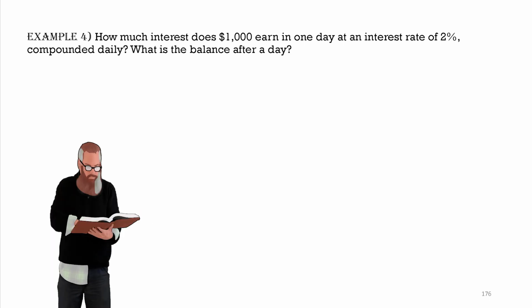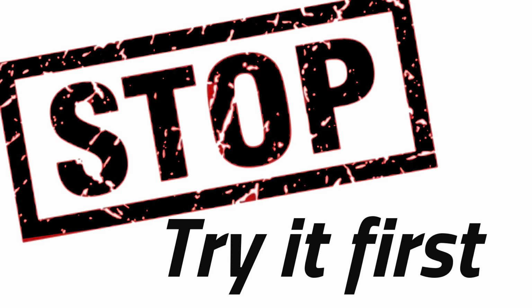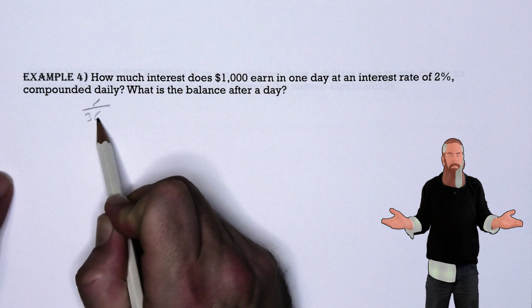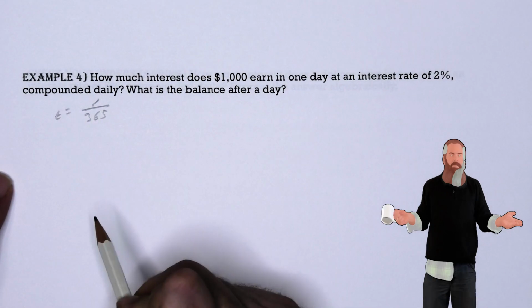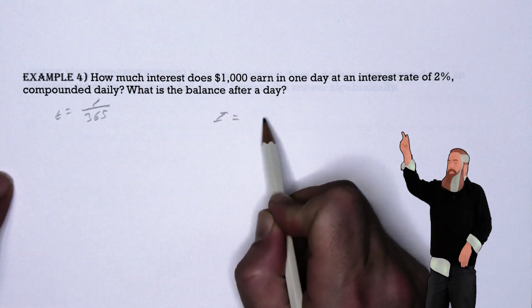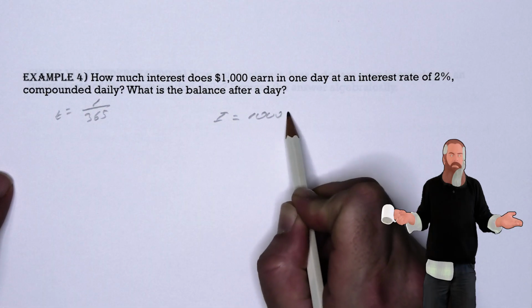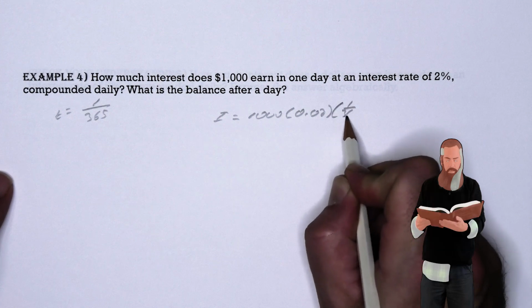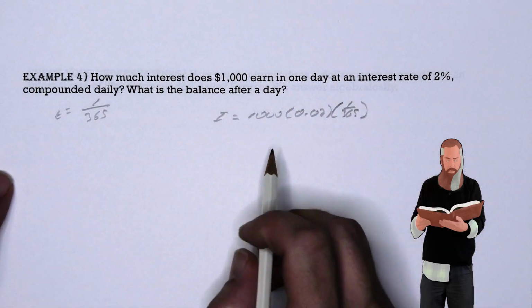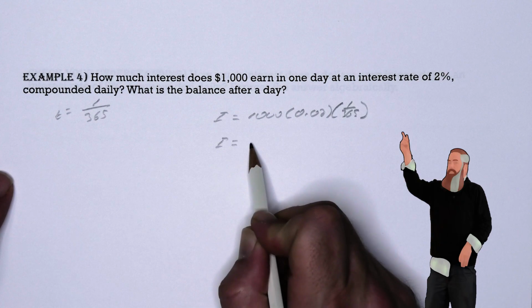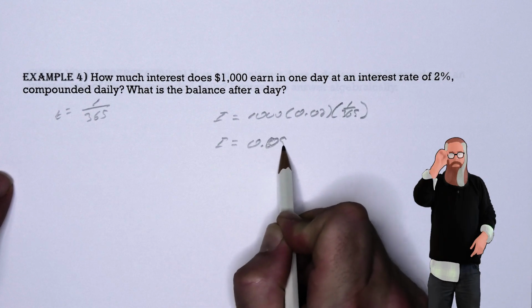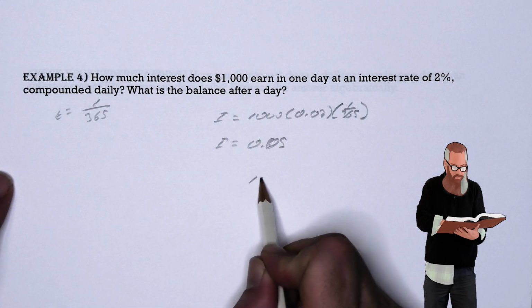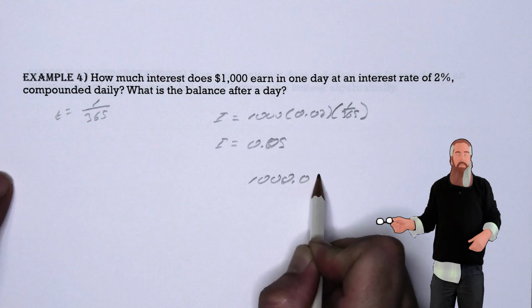So how much interest does $1,000 earn in 1 day at an interest rate of 2% compound daily? And what is the balance after that day? The key becomes compound daily. There is 1 out of 365 days that is going to become our T value. So I is equal to 1,000 times 0.02 times 1/365. Or you could look at it as simply divided by 365. And we see that 5 cents will be earned. Add that 5 cents to the 1,000, and we get $1,000.05.